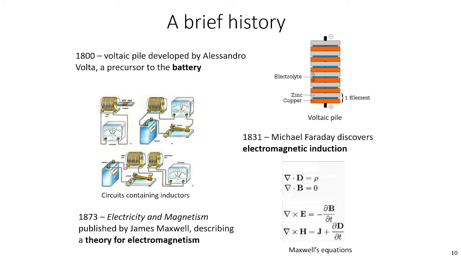It can induce each other, right? Electric can produce magnetic, and magnetic can produce electric. So we can produce electricity by this knowledge, right? And then after that, Maxwell described the theory of electromagnetism, right? We know better about the relation between electricity and magnetic circuit.